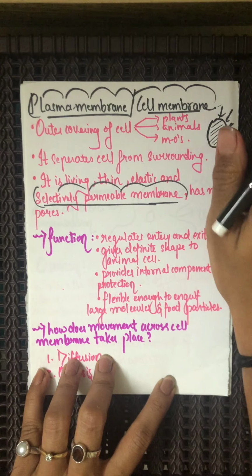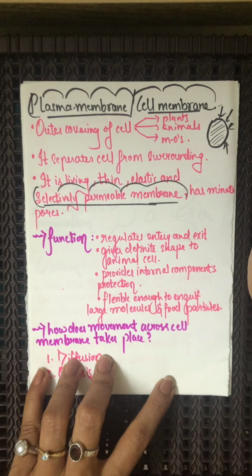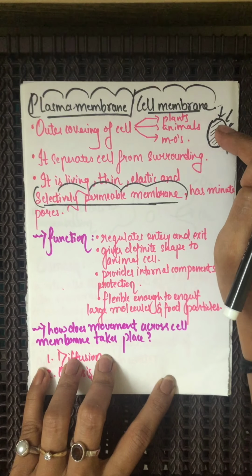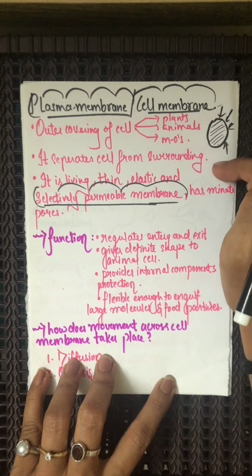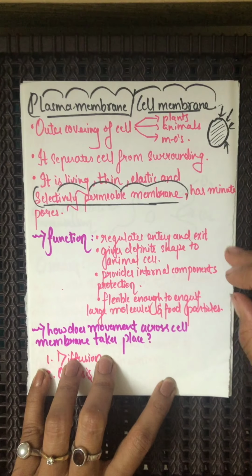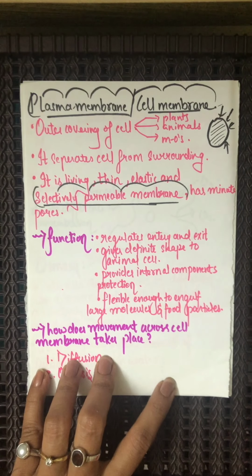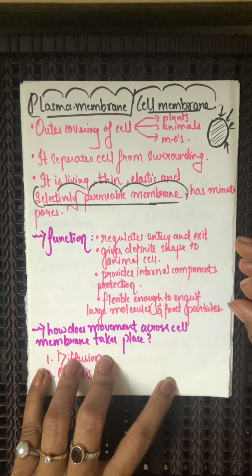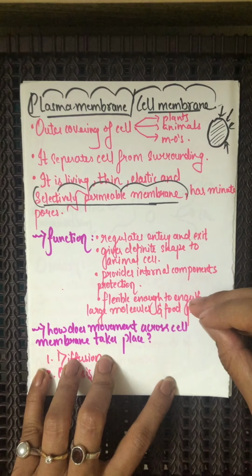Yes, it is very selective in nature. That is, it allows only some substances to enter inside the cell and only some substances to get out of the cell. Fine. So therefore, we also do not allow each and every person to enter inside our home. Yes, we are very selectively permeable. We allow only some of our near and dear ones and the known ones to get inside our house.